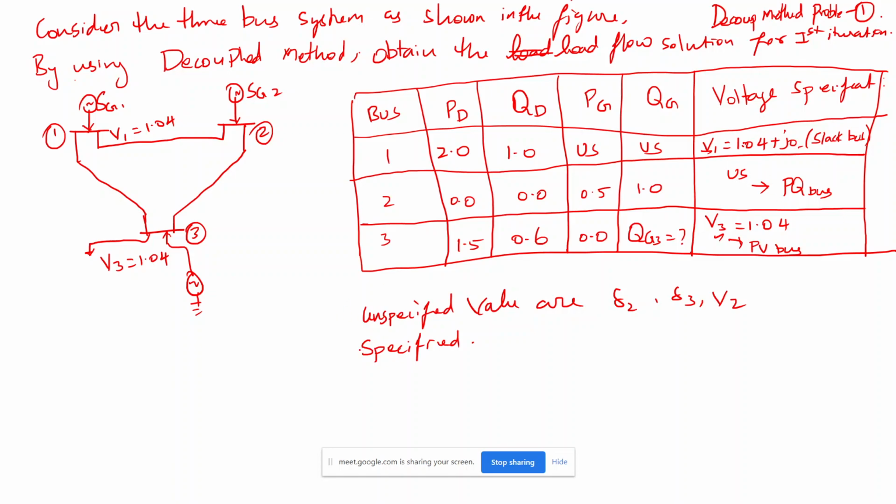So what are all the corresponding equations for this? Corresponding equation for delta 2 is? Tell me the corresponding equation. P2. And for delta 3? P3. And this is Q2. Very good. So these are all the corresponding equations we know.